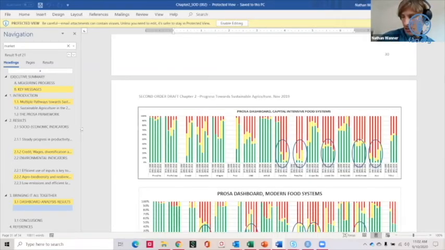As I mentioned, the report will be made available soon, it has already gone through external peer review. Wait, there is someone that needs to be muted.